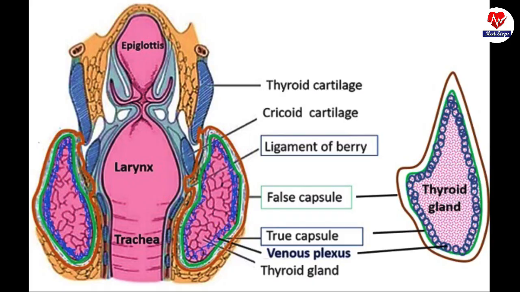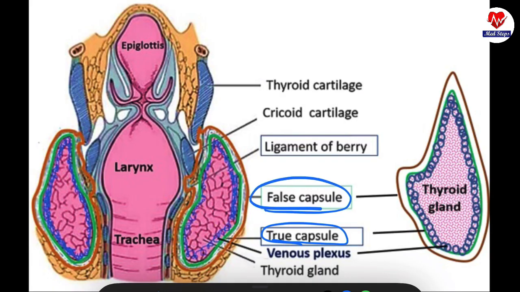We can see two different types of capsules. One is the true capsule, the second is the false capsule. The true capsule is from the gland itself. You can see here this is the gland. The true capsule is the gland itself, and the false capsule is from the pretracheal fascia. This pretracheal fascia is what we call the false capsule. Now the important surgical fact is that the parathyroid gland lies between these two layers. It's very important. So during thyroidectomy, if you are careless, you may remove the parathyroid gland and the patient will end up with tetany.